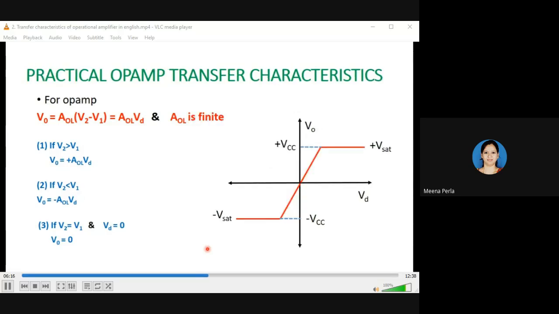So now we are going to draw the practical operational amplifier transfer characteristics. Again we are going to take this equation V0 is equal to AOL into (V2 minus V1), which is equal to AOL into Vd. Here in the practical case, AOL is not equal to infinite. It is a very high value, but it is a finite value. Then again we are going to take these cases. If V2 is greater than V1, then V0 is equal to plus AOL into Vd. Second case, if V2 is smaller than V1, then V0 is equal to minus AOL into Vd. And third case, if V2 is equal to V1, then Vd is equal to 0, and therefore output voltage V0 is also equal to 0.